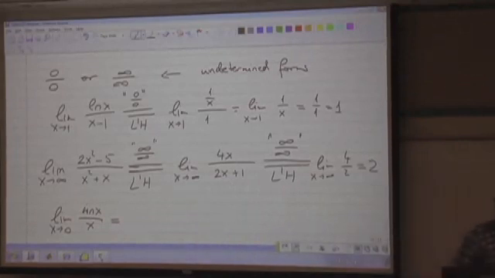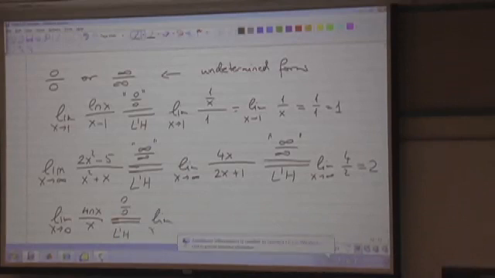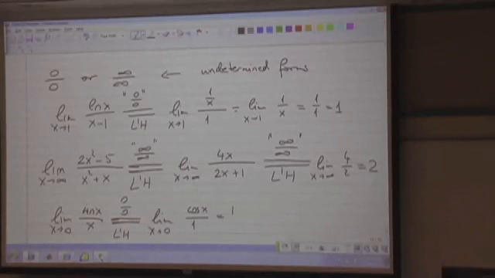So we're in a situation of 0 over 0. I can apply L'Hopital's rule. It will give me the limit as x goes to 0 of cosine of x over 1. Cosine of 0 is 1, so I end up with 1 over 1, which equals 1. Does that make sense?